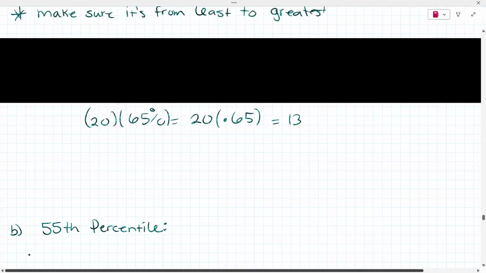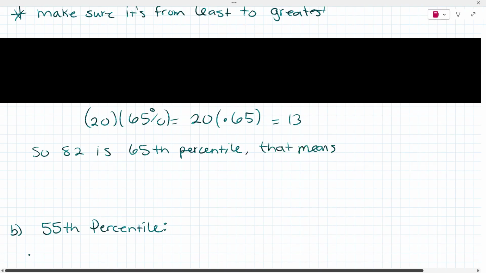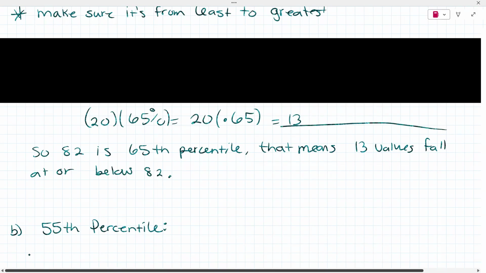So what that means is, so 82 is the 65th percentile. That means 13 values fall at or below 82. Okay, so that's what it really means.